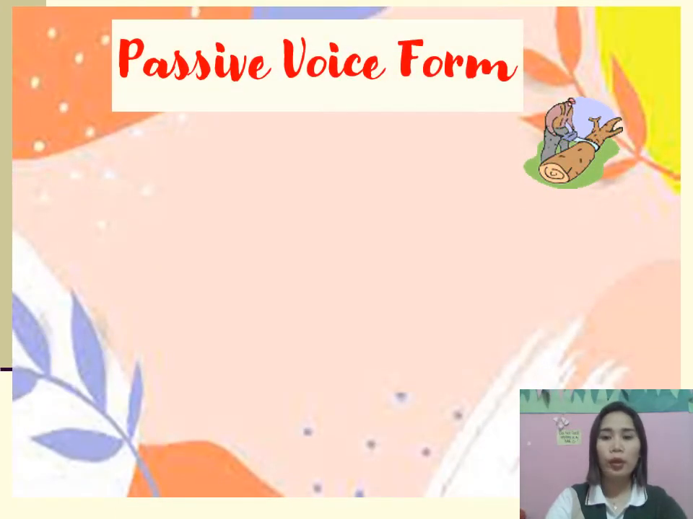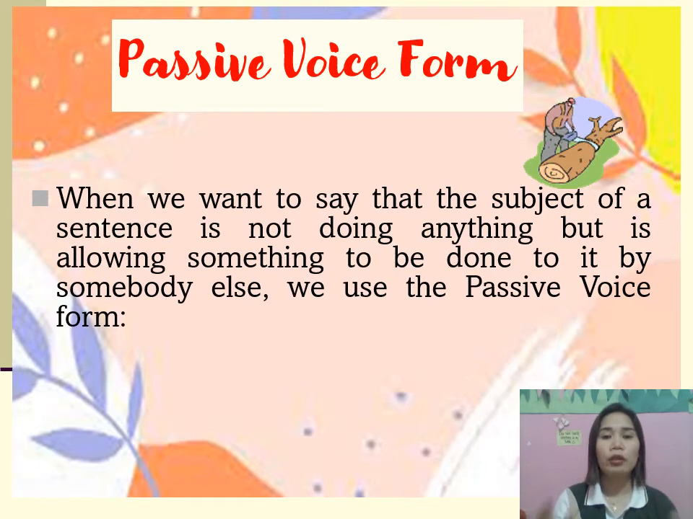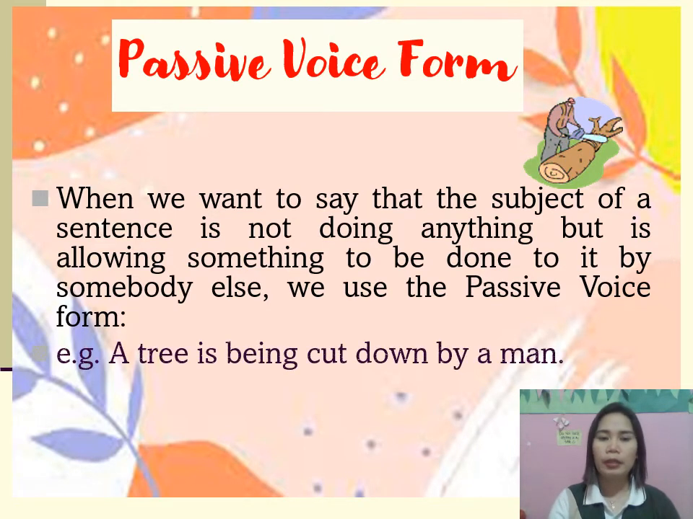Alright, so when we want to say that the subject of the sentence is not doing anything, but it is allowing something to be done to it by somebody else, we use the passive voice of the verb. So here, the subject is not the doer of the action. Like for example, a tree is being cut down by a man. So our subject is tree, but the tree is not the doer of the action. It is still a man. Alright, so that is passive voice form.